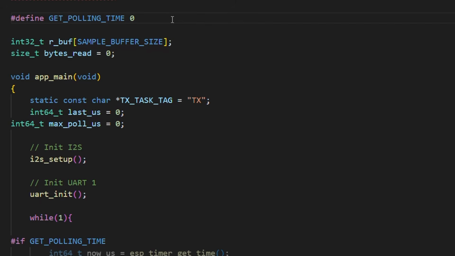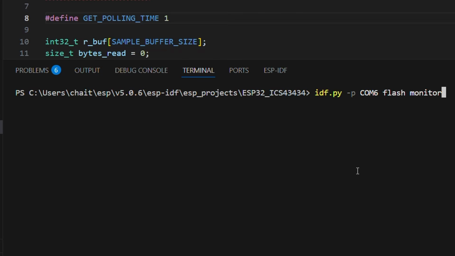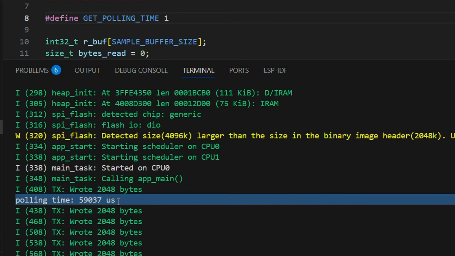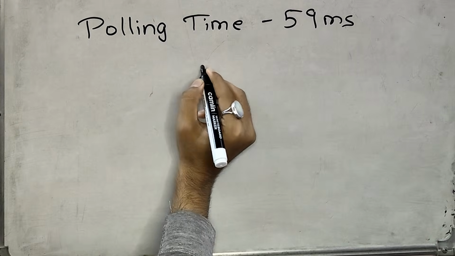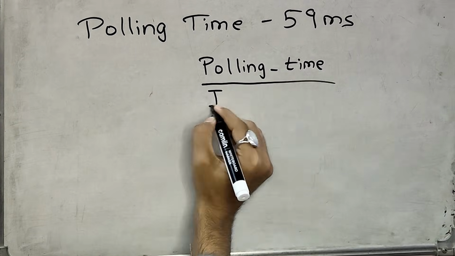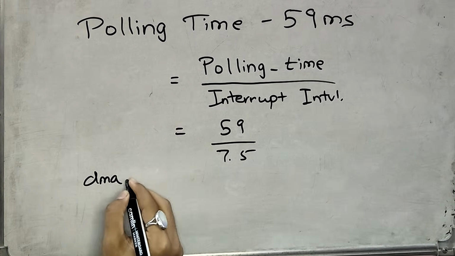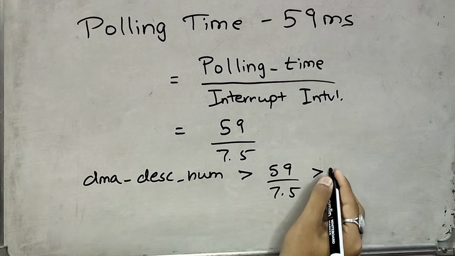Now when we add timing code, flash it and monitor it on the serial monitor, we observe a polling time of about 59 milliseconds. And if we divide this observed polling time by the interrupt interval, we get 7.86. And the next integer greater than this value is 8, which perfectly matches our DMA descriptor count.